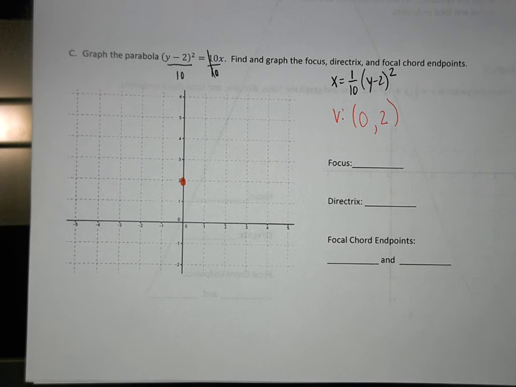2 is 2.5. Okay, so that means which direction should your curve be going? It's a sideways one. And so that means for your vertex, you're going to go 2.5 right for your focus.